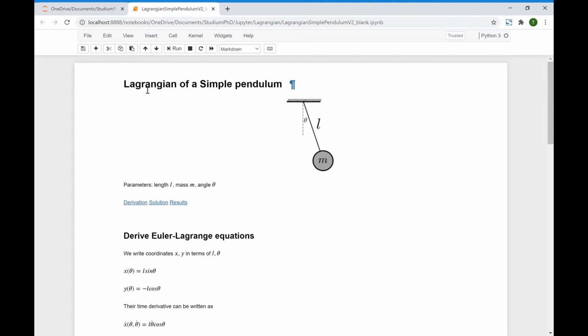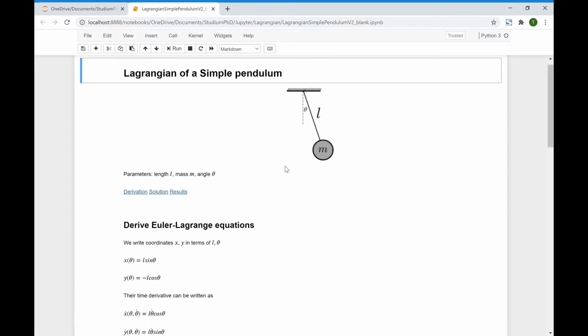Lagrangian of a simple pendulum. So we've got here the pendulum of the length L with the mass m, and the variable in this case would be our angle theta. So first we have to derive the Euler Lagrange equations of motion.